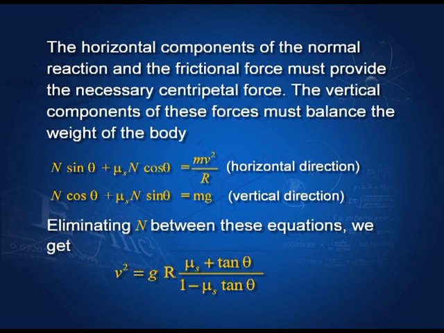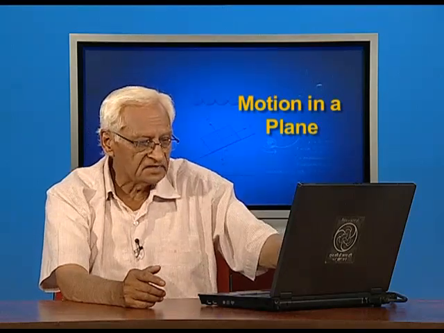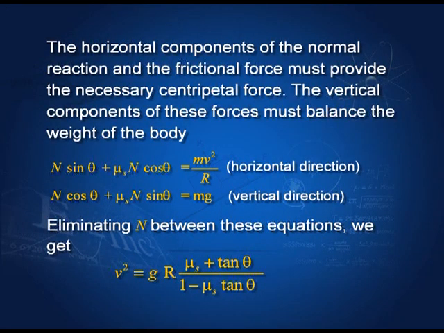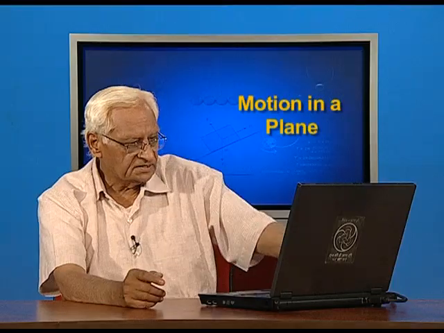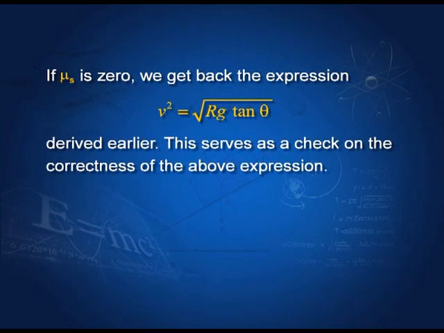This is the velocity with which the vehicle can move on the road, which is banked at an angle theta, and the tires of which provide friction coefficient mu s on that road. Let us check this expression. If there is no mu s, then we should recover the formula v squared is equal to g r tan theta, and we do that. So, therefore, we are on the correct road. If mu s is 0, we get back the expression we derived earlier. This serves as a check on the correctness of the above expression.